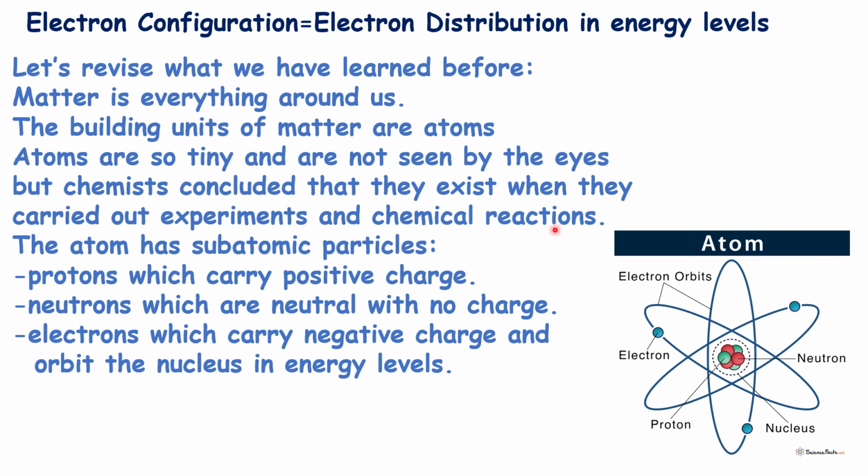Now let's zoom in within the atom. The atom has subatomic particles. Subatomic means within the atom. These subatomic particles are protons. They are within the nucleus. They carry positive charge. Also within the nucleus are neutrons. Neutrons are neutral. They have no charge. Electrons carry negative charge and they orbit the nucleus in energy levels.